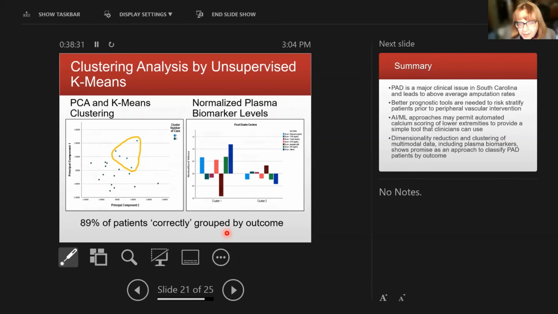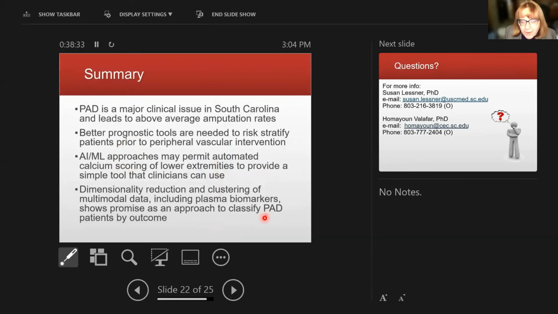And so in the interest of time, I'll sum it up there. Just to bring to your attention that peripheral arterial disease is a major clinical issue in South Carolina, and better prognostic tools are needed to risk stratify patients prior to their vascular intervention.